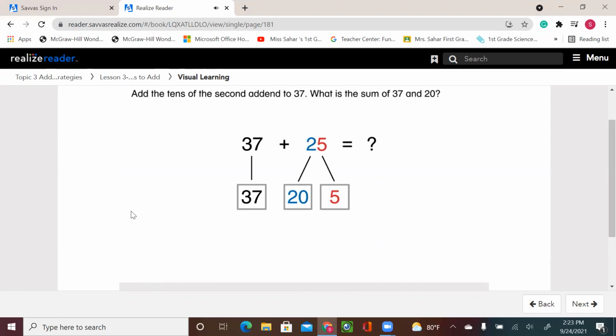Add the tens of the second addend to 37. What is the sum of 37 and 20? Okay, so now we're adding that tens. I put my first addend, 37, and how many tens do I have from my second addend? I know 2 tens, 20. So that means I'm adding 20, which is 2 tens, to the tens of that first addend. I know it's 3, which is 30. So 30 plus 20 is 50. And the ones will remain the same because I have 0 here. So it's going to be 57.